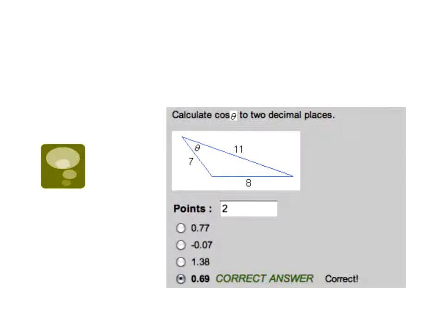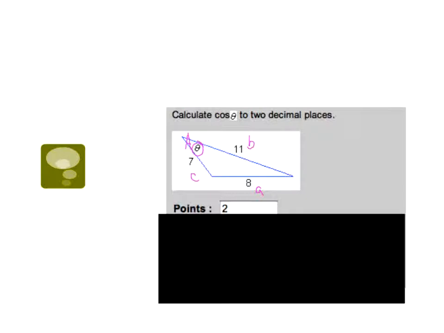Okay. It says, calculate cosine theta to 2 decimal places. So I want to find this one right here. So let's look back at our law of cosines. And I'm actually going to label each side. So let's call this angle A. If this is my capital A, then that makes the 8 my a. And which ones do I make B and C? It doesn't matter. I can call either side B and either side C. You're going to see why in just a second. Oops, I didn't mean to show you the answer already. I meant to do the problem with you.